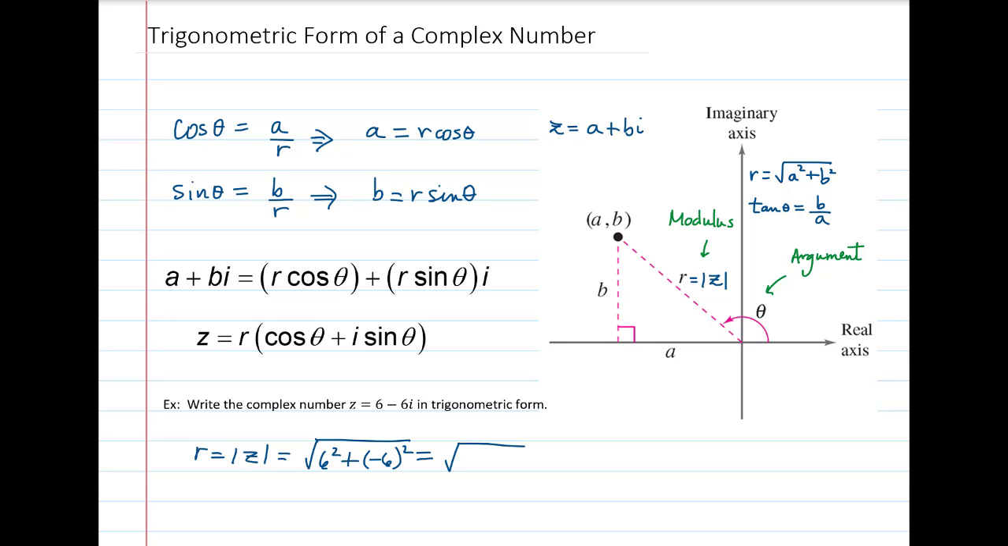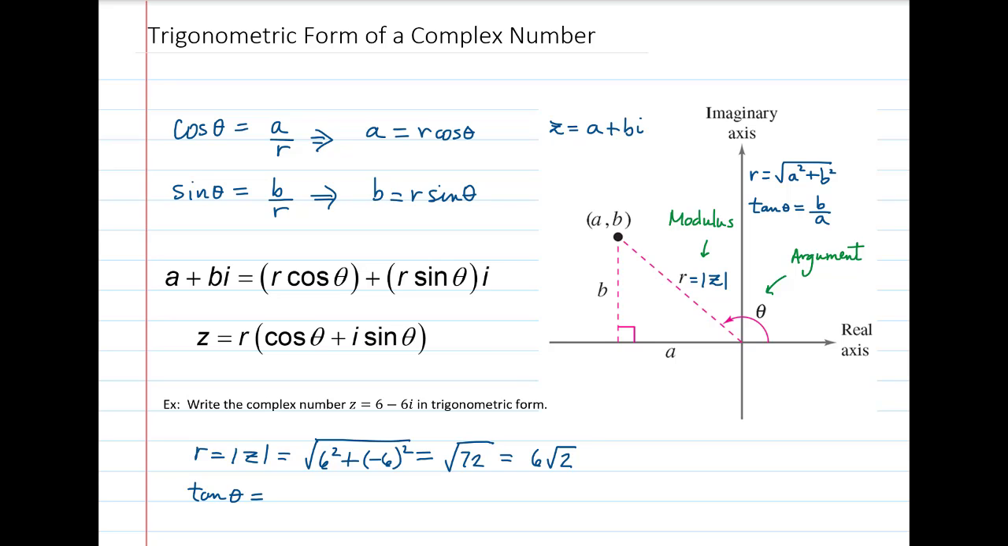So let's find the modulus first. And we know how to find that. It's the square root of a squared plus b squared. And a is 6, b is negative 6. So we do the square root of 6 squared plus negative 6, all of it squared. That's equal to the square root of 72, which is equal to 6 square root of 2.